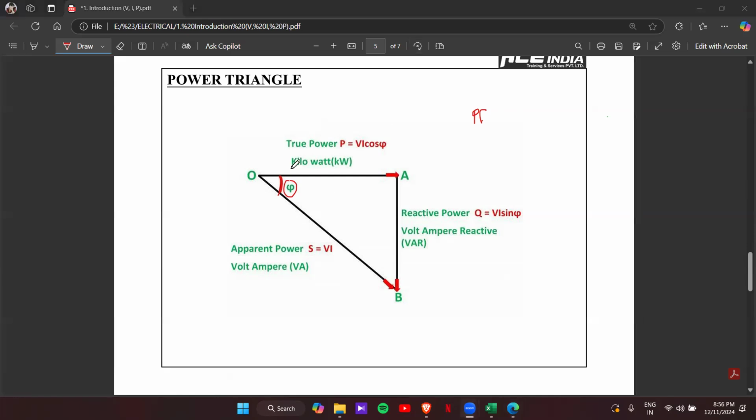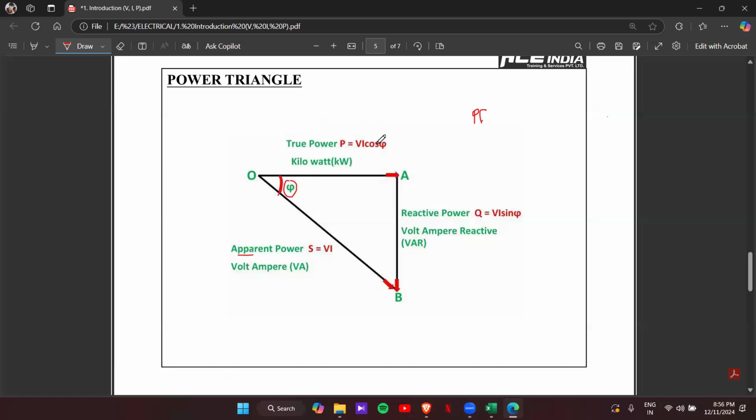And here, this angle is phi, the power factor angle. The true power is given on the adjacent side, and the reactive power is on the opposite side. On the hypotenuse side, we have apparent power. I'm getting a bit into trigonometry here. Adjacent to hypotenuse is cos, so the true power equation is P equal to VI cos phi.